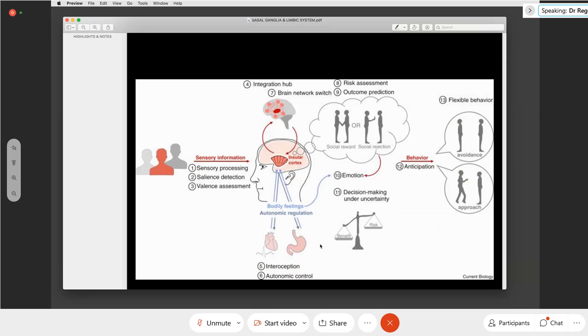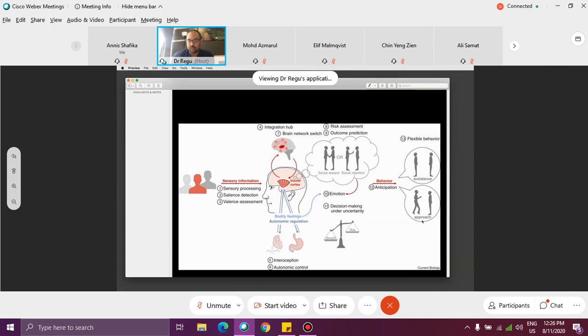Sometimes patients who have heart problems or are feeling unwell may already feel unwell prior to the onset of the actual illness because of these interoceptive feelings. But it's a matter of whether we give attention to it or not. It's not always there, but sometimes it can be seen. You also have reward and risk assessment, decision making, and of course anticipatory behavior, flexible behavior, and conflict avoidance. All this comes from the insular cortex.